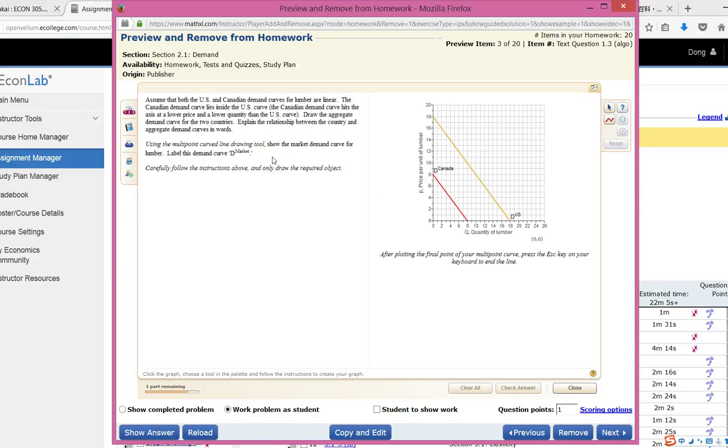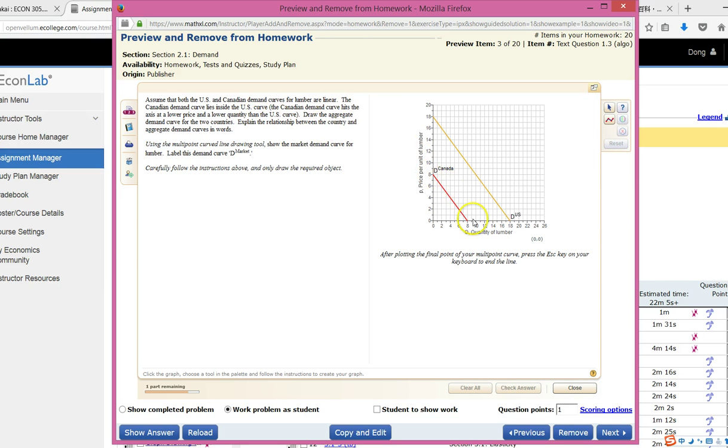This is question number 3 of homework 3 for chapter 2. Assume that both the US and the Canadian demand curves for lumber are linear. So graphically speaking, that means both demand curves are straight lines, as shown on this graph here. The Canadian demand curve lies inside the US curve. The Canadian demand curve hits the axis at a lower price and a lower quantity than the US curve.